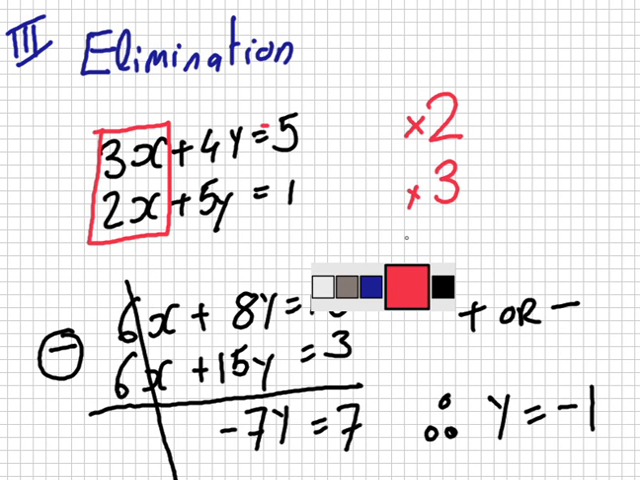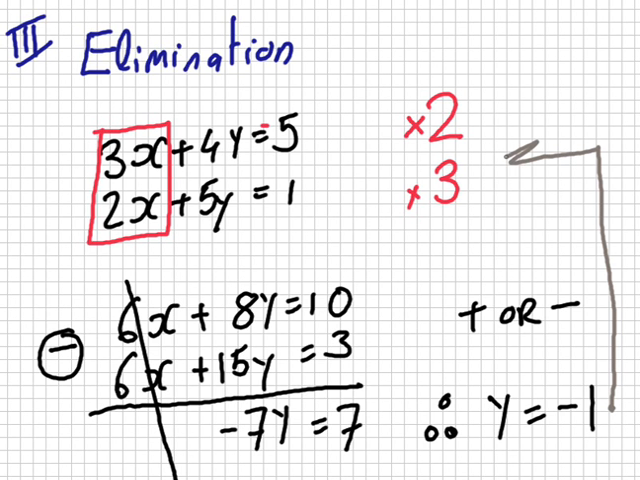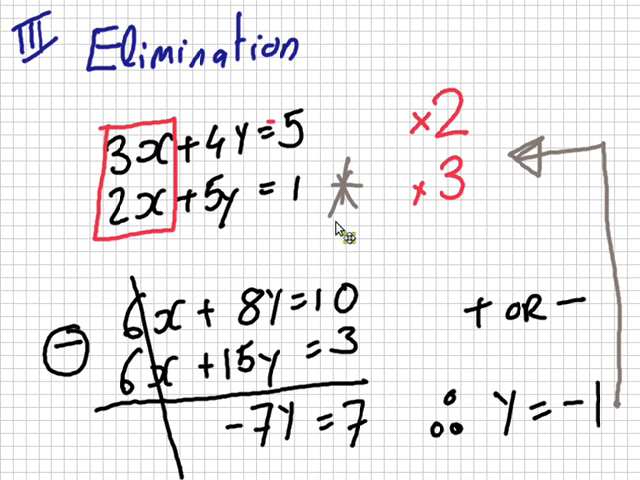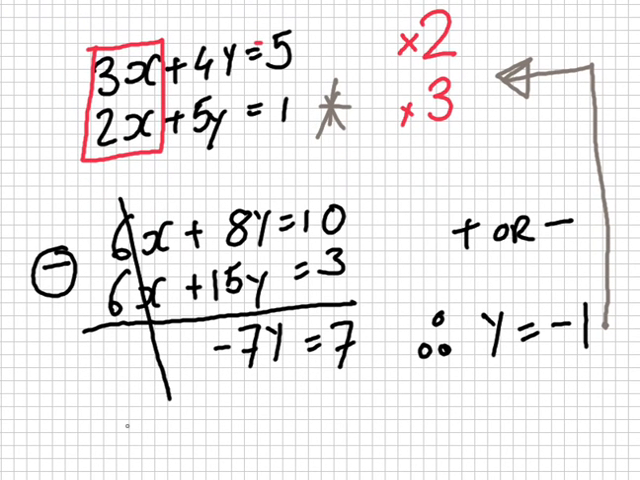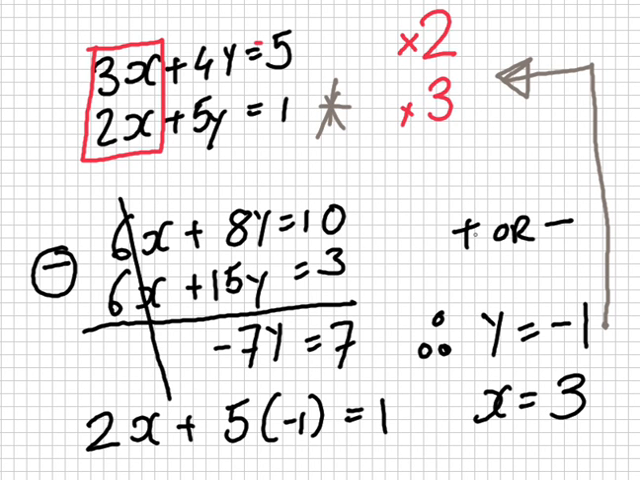But we still must find the x. So likewise, what we do is we take this here and we'll put it back into one of these. I'll put it into the second one. Looks a little easier. So we have 2 times x plus 5 times minus 1 equals 1. So that means that'll be 3 for x, I think. Yeah. So the answer is 3, minus 1.